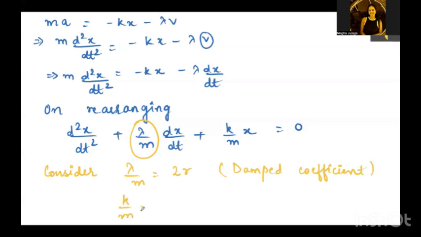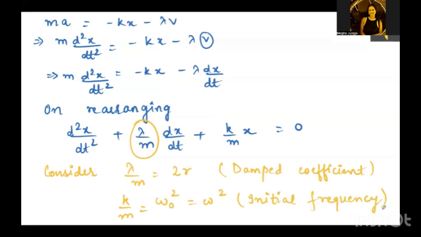So k over m was equivalent to what? So that we have also studied in simple harmonic motion की जब हम derivation कर रहे थे, at that time we studied that k over m was equivalent to omega square, or we can also call it omega naught square. So जैसे हमने पिछले, in simple harmonic motion we consider it as omega square. So this omega square is going to be what? This is basically the natural frequency itself.